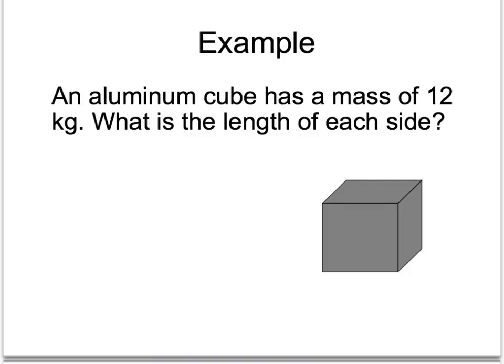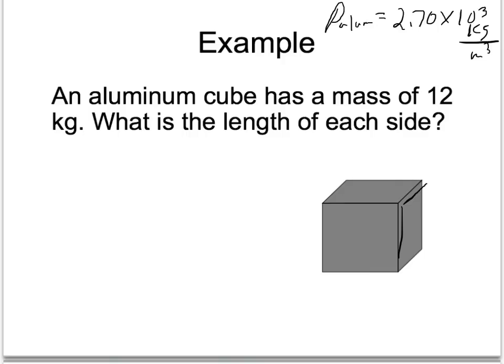Okay, because I know we're going to use that number, I'm going to go ahead and write that down real fast. So rho aluminum is 2.70 times 10 to the third kilograms per meters cubed. Okay? And here's our example problem. An aluminum cube has a mass of 12 kilograms. What is the length of each side?